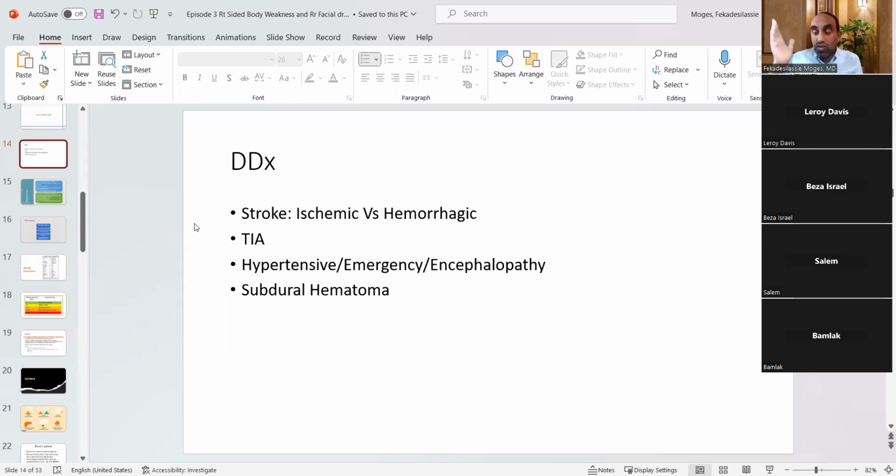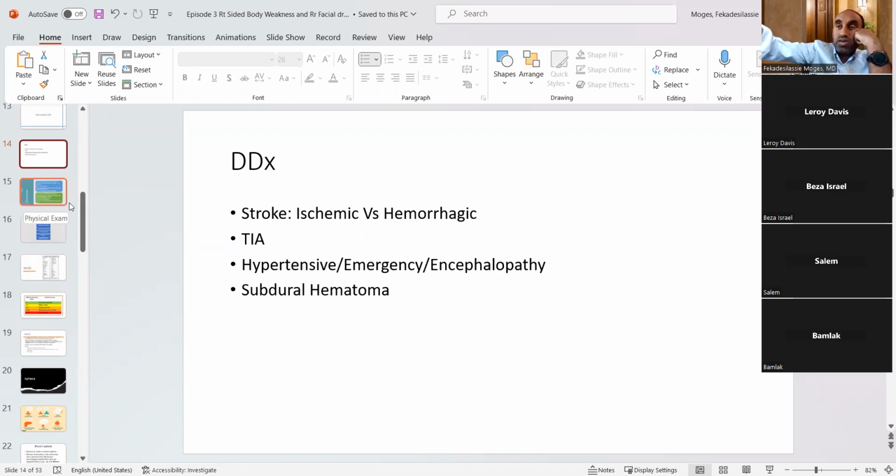You can go ahead to your history taking. But if you think something is compromised, either the A or the B or the C, you have to take care of the ABCs first before you go ahead and do a detailed history and physical exam. Do you get the point now?